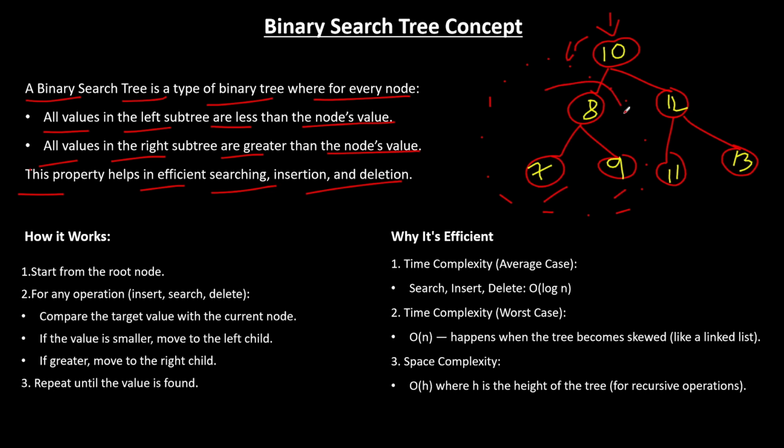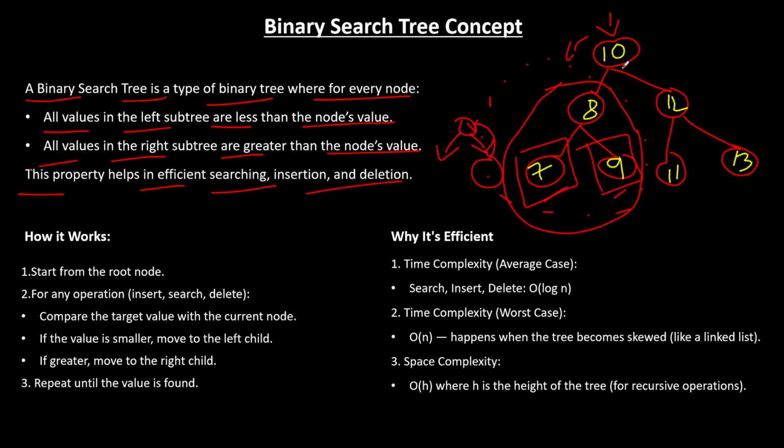Then if you come to this particular subtree, you could see this is smaller than the node, this is greater than the node. Fine. So what a binary search tree says is that for every node, the left subtree of that particular node will have all values smaller than that node, and the right subtree of that node will have all values greater than that node.